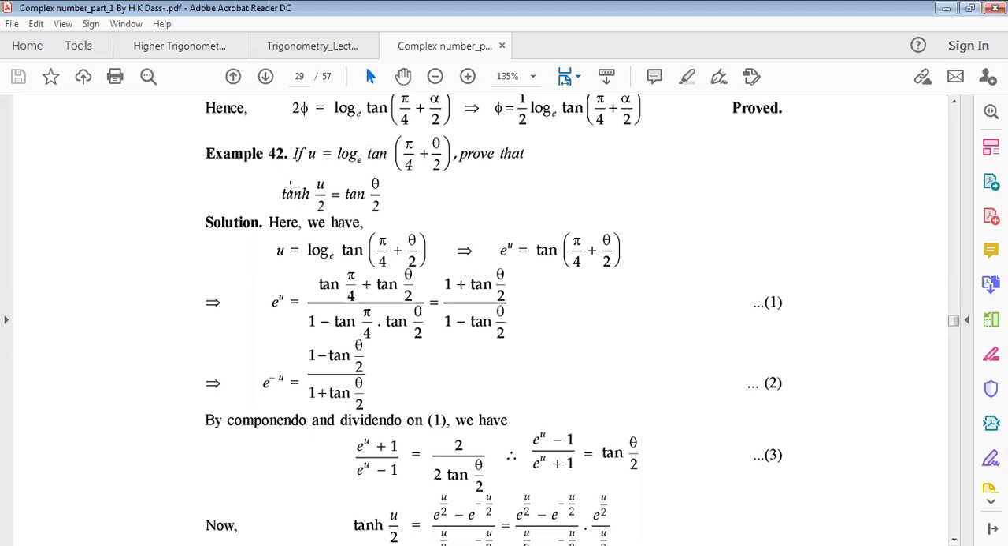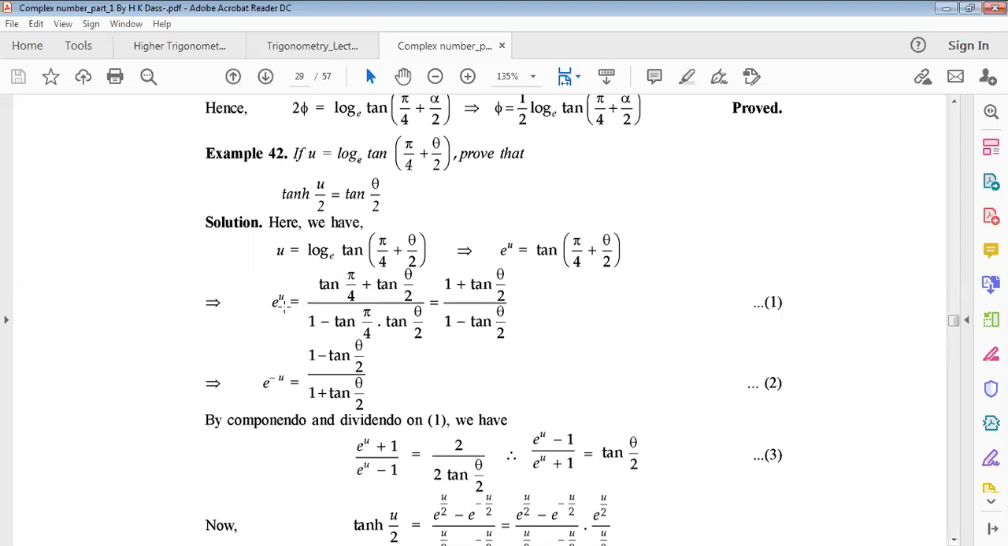Next, example 42. If u equals log to base e of tan of pi by 4 plus theta by 2, then prove that tanh of u by 2 equals tan theta by 2. This we have to prove. Now we have the given condition, u equals log to base e of tan of pi by 4 plus theta by 2. Taking exponential on both sides, that means e to the power u equals e to the power log. The e and log will be cancelled, then only tan of pi by 4 plus theta by 2 will exist.